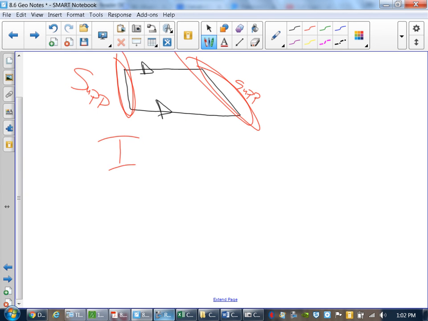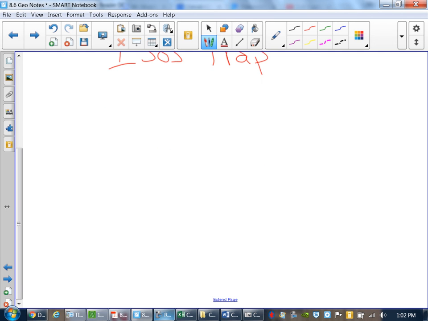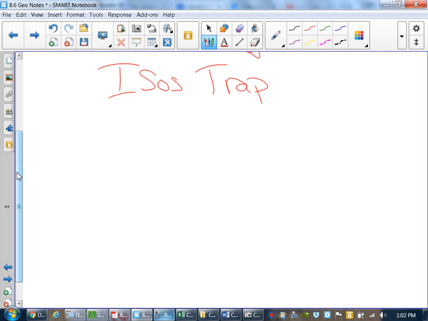And then the last one was the isosceles trapezoid. What made the isosceles trapezoid special? It's isosceles. Thank you, Captain Obvious. Way to go. Could you be more descriptive? It's a trapezoid. Okay, Lieutenant Lame-o. Wow. Using more... You asked for more description. Gave it to you.